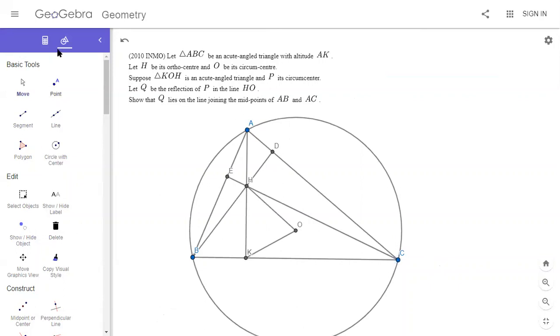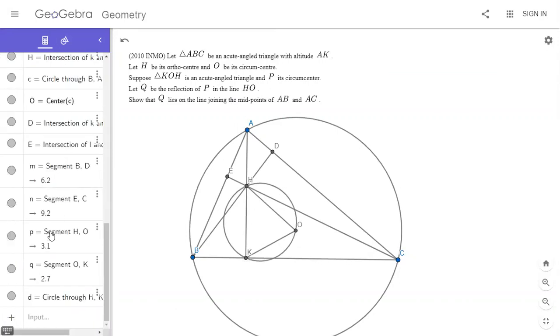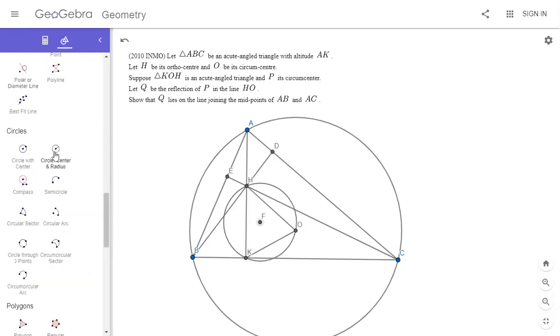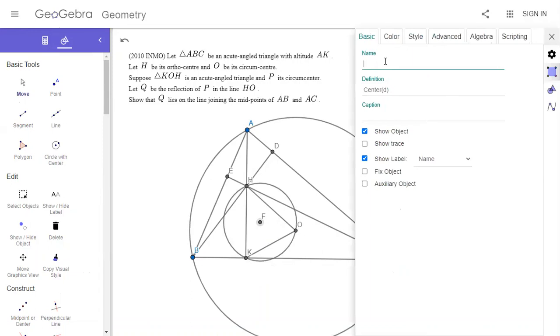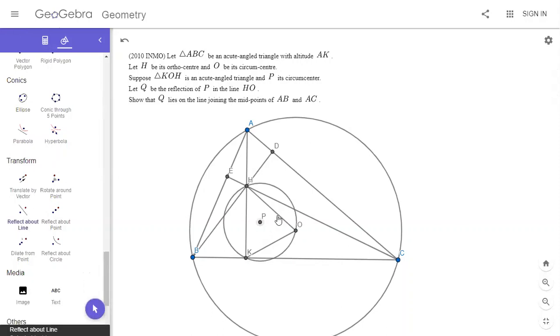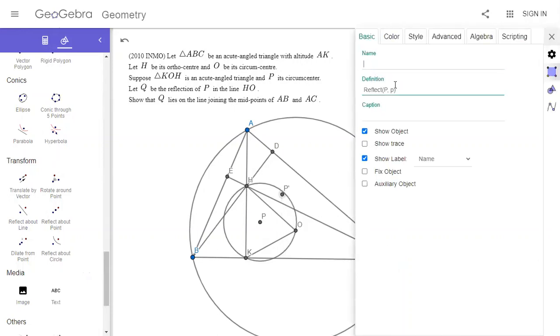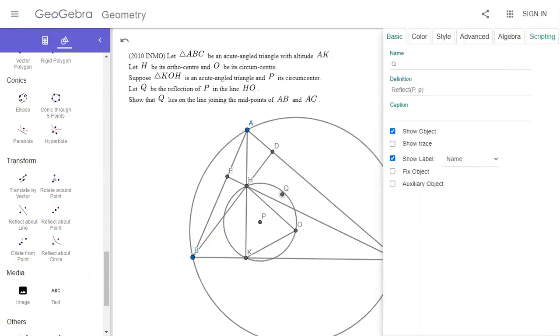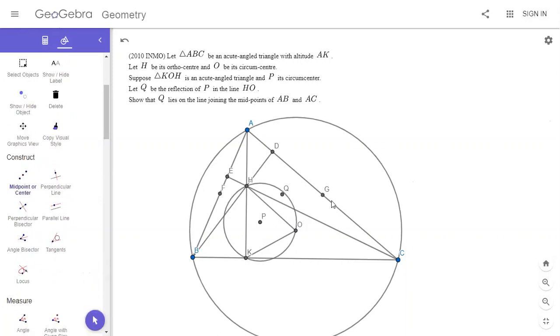P is the circumcenter of KOH. All right. So we'll call it P. And Q is a reflection of P over HO. And we want to show Q lies on the segment joining the midpoints of AB and AC. Okay. All right, seems interesting.